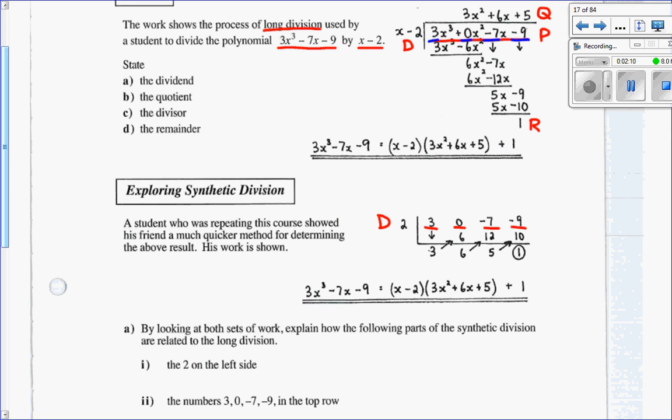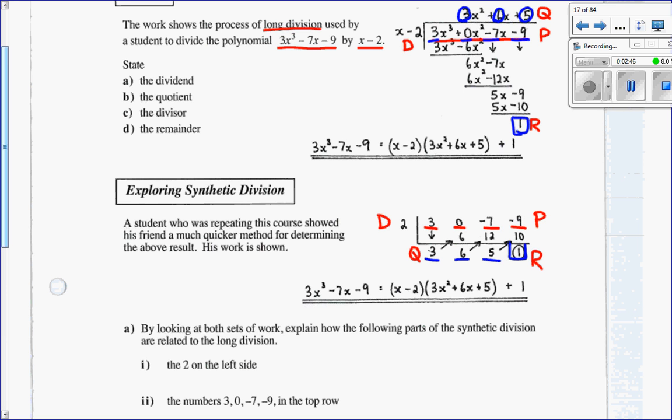And these numbers here, 3, 6, 5, correspond to the coefficients in your quotient, 3, 6, 5. This one that is circled here, or when we do it, we're going to put it in a box, this is your remainder. So in this system of synthetic division, this would be your polynomial, this 3, 6, 5 would be your quotient, your answer, and this 1 is your remainder.